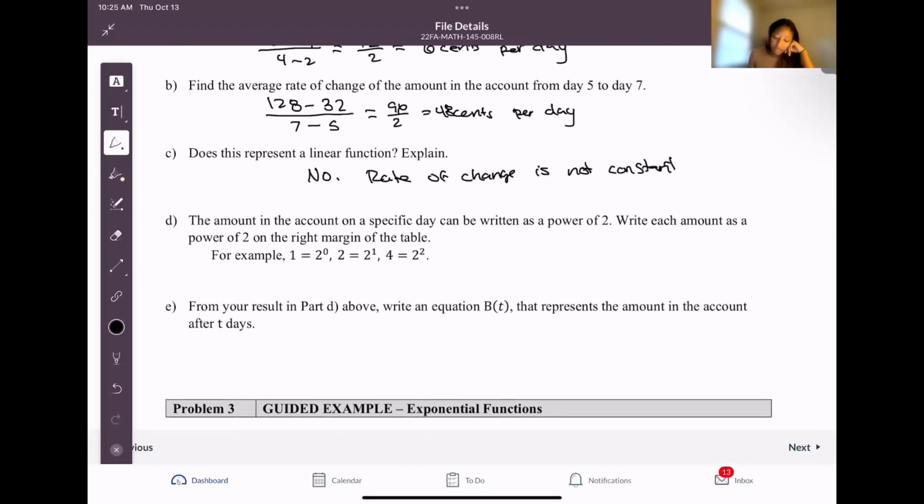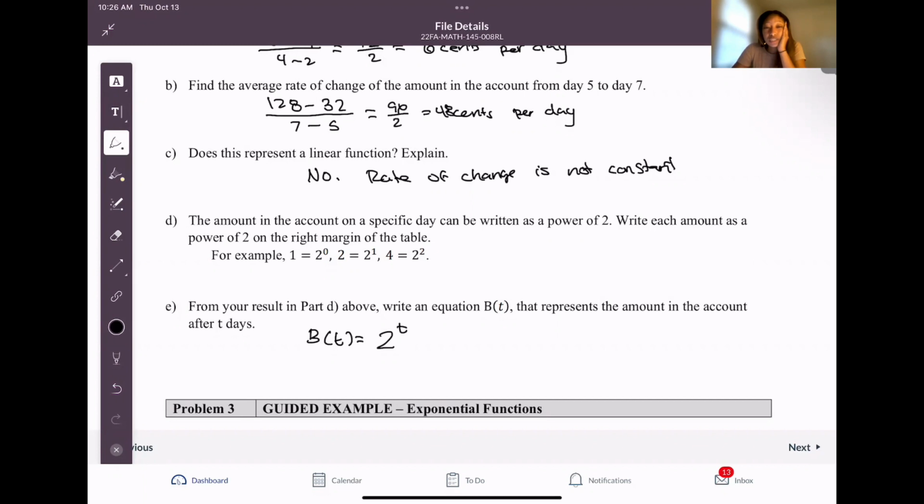So for part E, it says, from your results in part D, write an equation B of T that represents the amount in the account after 2 days. I feel like Dr. Seuss in here. There would be B of T equals 2 to the T cents in the account, where T represents the number of days in the account.